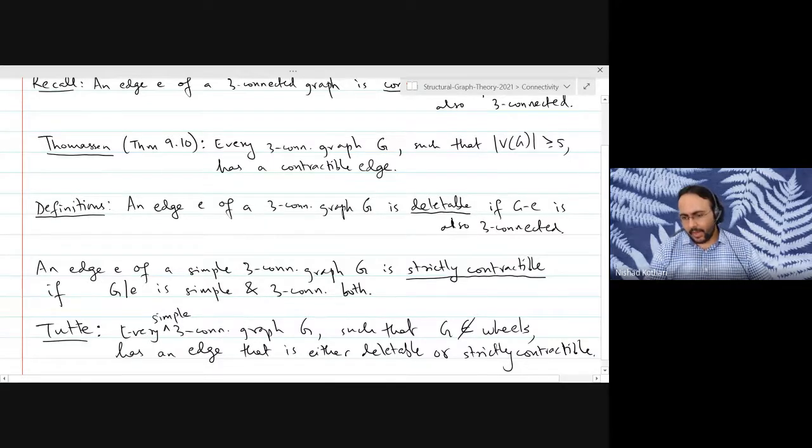Okay? I decided to introduce a new definition after posting the questions on Piazza yesterday. So this is not consistent with the definitions I wrote on Piazza last night, but I will change it after the lecture. Okay?